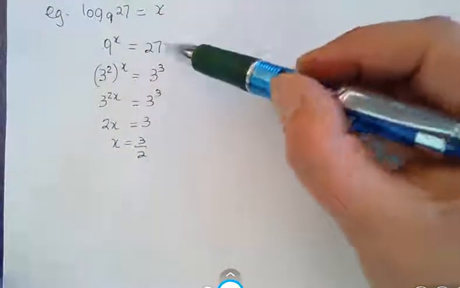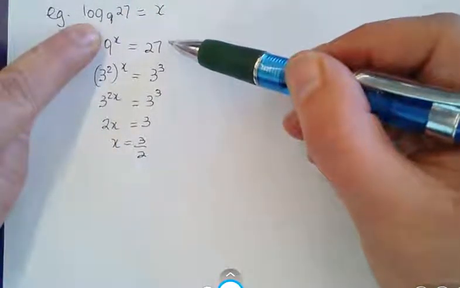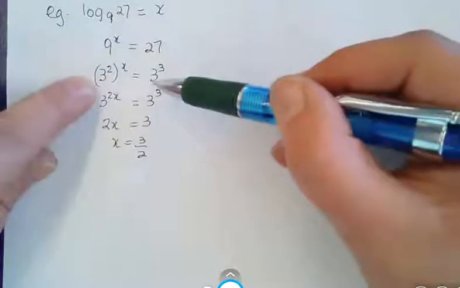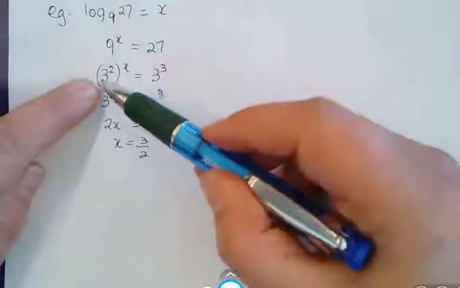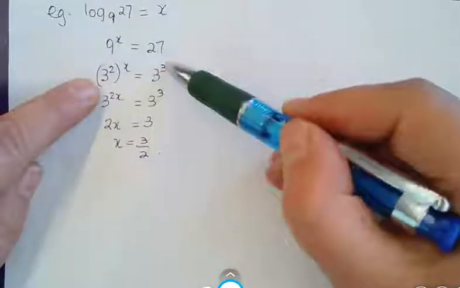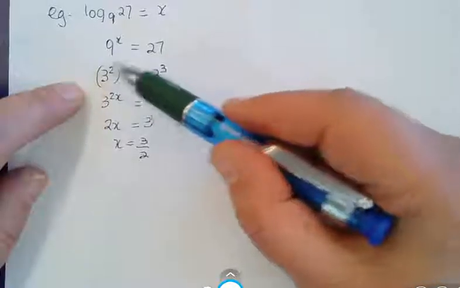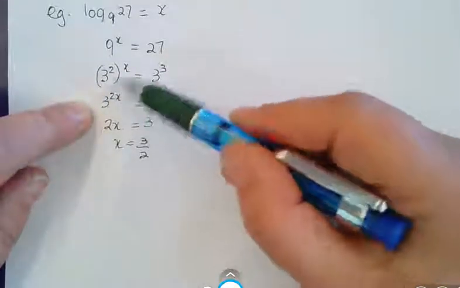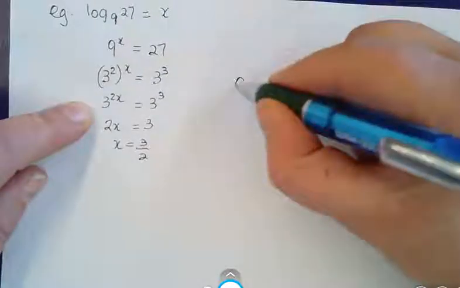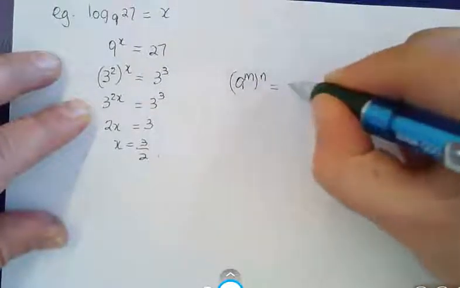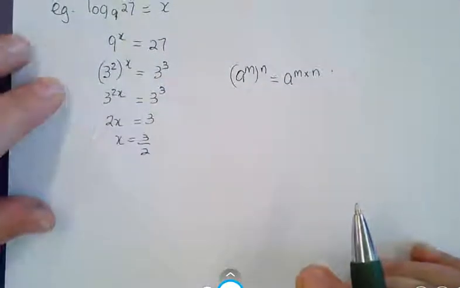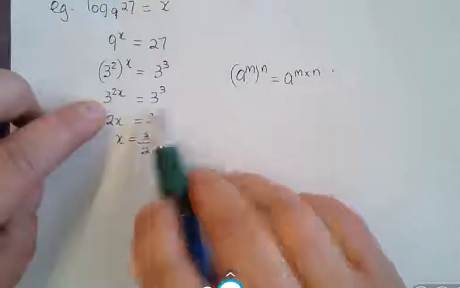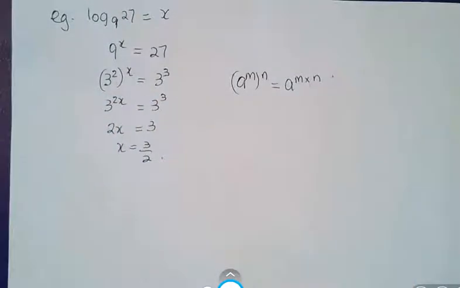Okay? Log to the base 9 of 27 is x. 9 to the power of x is 27. Whenever you've got numbers like this, you must reduce them both to a common base. And the common base between 9 and 27 is 3. So 9 is 3 squared, 27 is 3 cubed. So 3 squared to the power of x, we multiply the indexes. Remember that rule? a to the m to the power of n is a to the m times n. Yes? Remember those rules? Okay. So once the bases are the same, you can equate the powers and you end up with 2x is 3 and so x is 3 over 2.